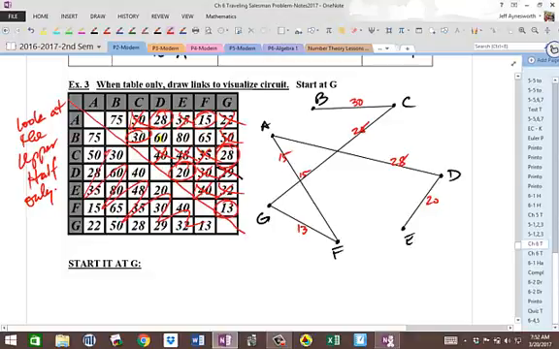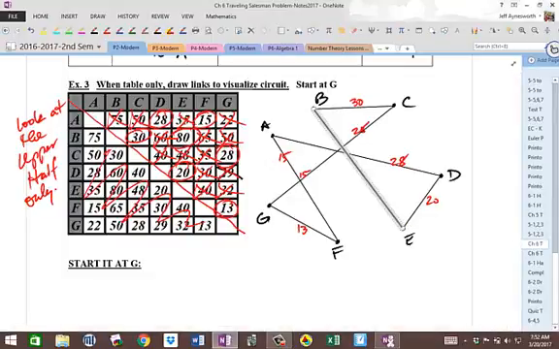So 60, let's try BD. So BD, no good. D would be degree 3. 65, that'd be BF, no good. F would be degree 3. 75, that'd be AB, no good. A would be degree 3. And so BE, okay, that is our only one left. And guess what? That completes the circuit. That connects all the vertices exactly once and forming what's called a Hamilton circuit. So this is weight 80 right here.